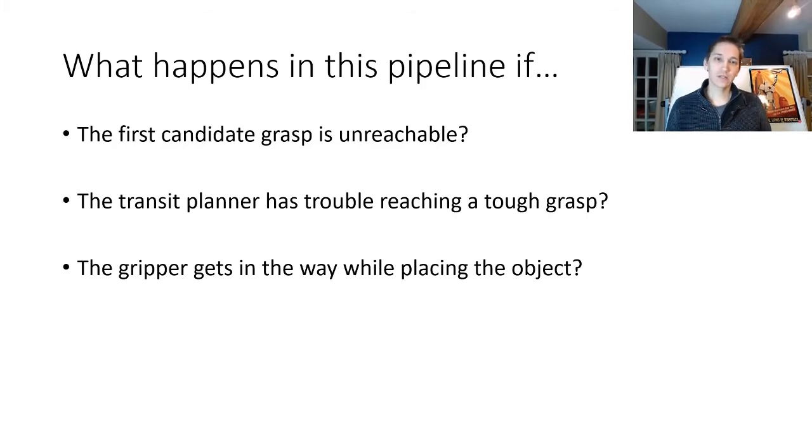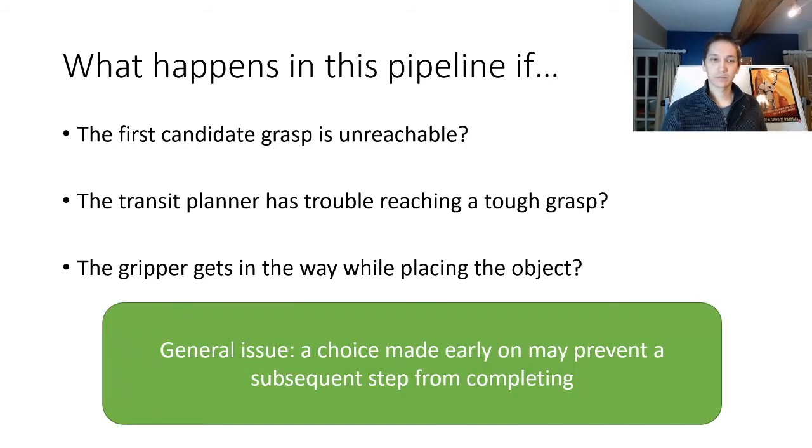Another possibility is, let's say, what happens if we grasp the object, but as we're trying to place the object somewhere, the gripper that we chose when we did the whole picking part gets in the way of placing the object where it's supposed to be. Then we've done all this work, and then we finally figured out that this is not a valid grasp, and we'll have to go all the way back to the start.